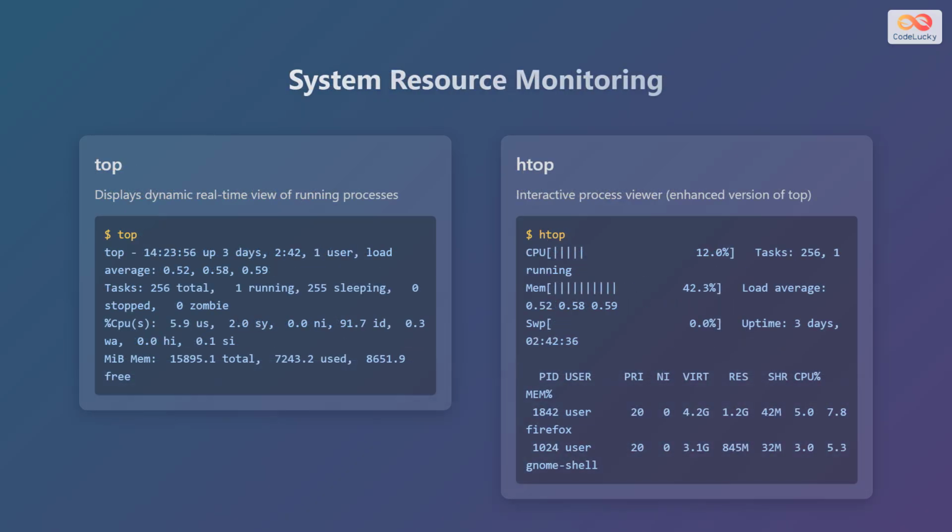Now let's discuss commands for system resource monitoring. The top command displays a dynamic real-time view of running processes. The output includes information about CPU usage, memory usage, tasks, and load average. The htop command is an interactive process viewer and an enhanced version of top. It provides a more user-friendly interface with color-coded output, making it easier to monitor CPU usage, memory usage, and running processes.